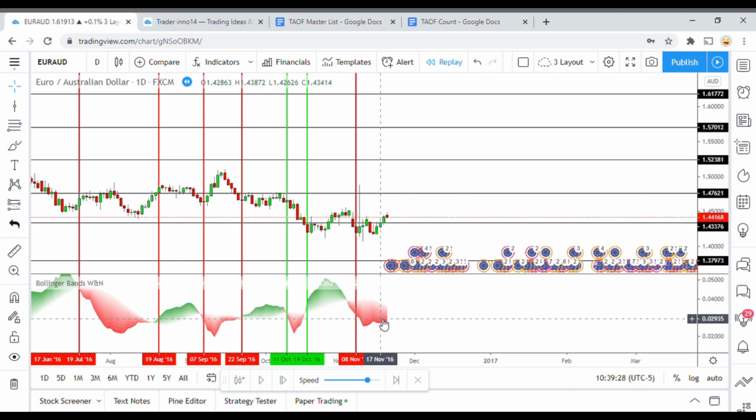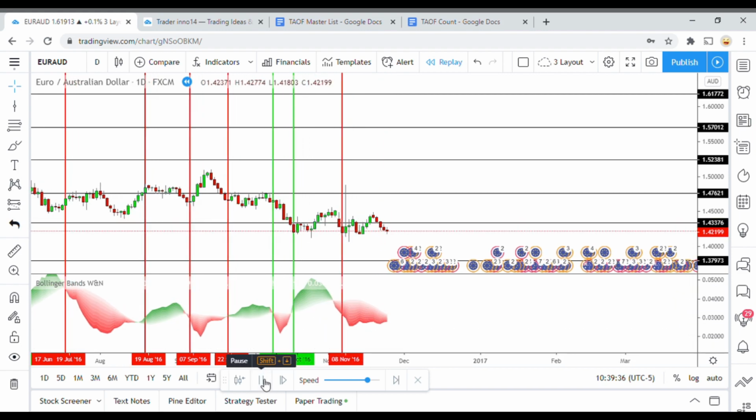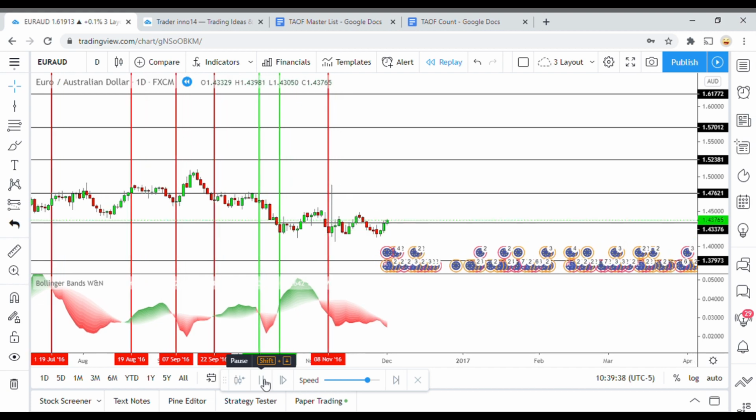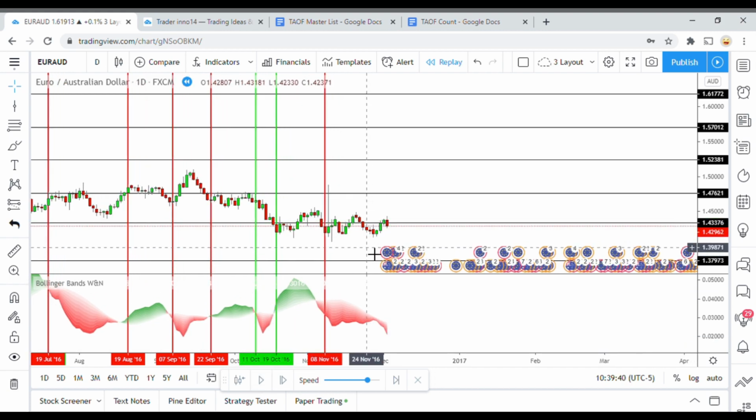and is now starting to push its way to the upside. Our band seems to be narrowing in a little bit here, but let's go ahead and play it forward. See if it can push to the upside. Not sure if it's ready yet.